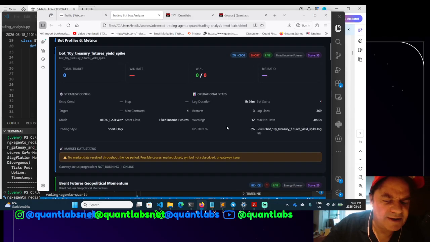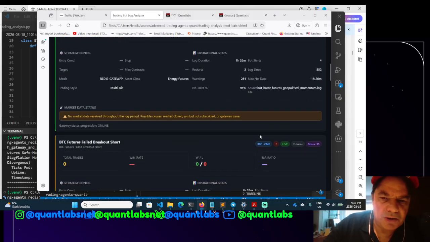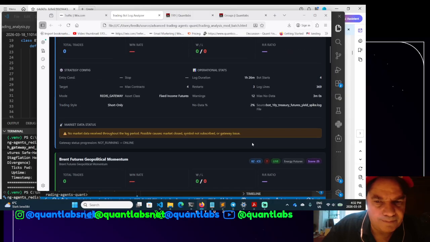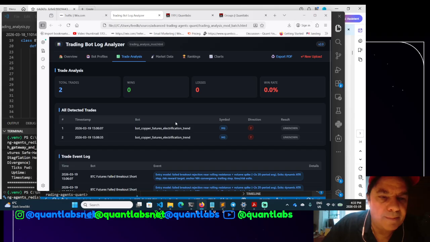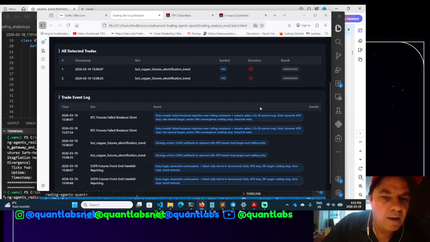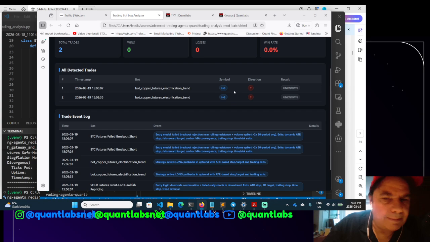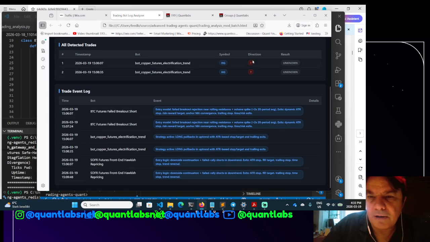We've got profiles set up for each one, but you can see they're issuing these so-called data connection problems. Again, it could be Rithmic itself. It could also be a Redis connection, so I have to diagnose that. We also have the trading here. I've got 2 open trades. Nothing has closed yet. These are copper trades, so they're obviously connecting with copper.